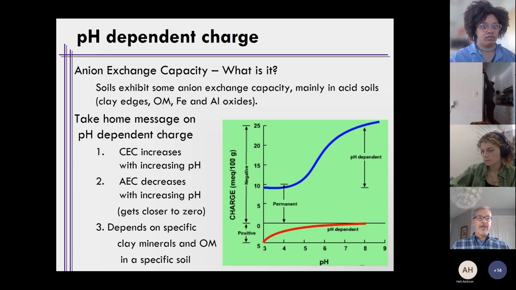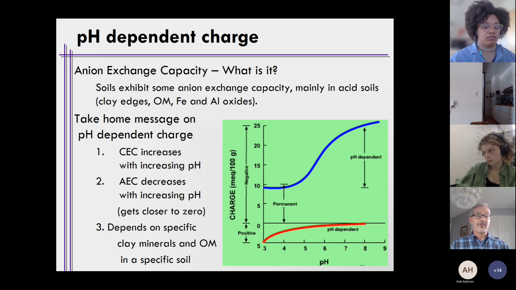And then the caveat here for everything I just taught you this morning with respect to pH-dependent charge is that pH-dependent charge really depends on specific clay minerals that are present and the type and amount of organic matter that's present. And I didn't teach you, and I'm not going to teach you this, but hydrogen ions come off of the edges of clay minerals or organic moieties at different pH values. It's not just all or none, right?